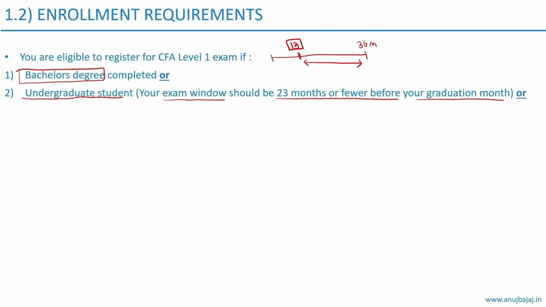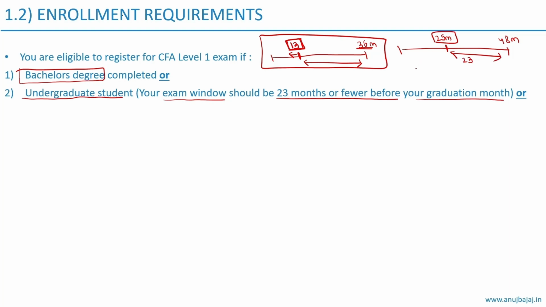Definitely, you can register for your exam before you complete your 13 months. But when you sit for your examination, it is necessary that you complete at least 13 months of your program. This is in case your bachelor's program is for 36 months. When your bachelor's program is for 48 months, then in such a case, you should complete at least 25 months of your program. This ensures that there is a 23 months gap between your examination window and your graduation month.